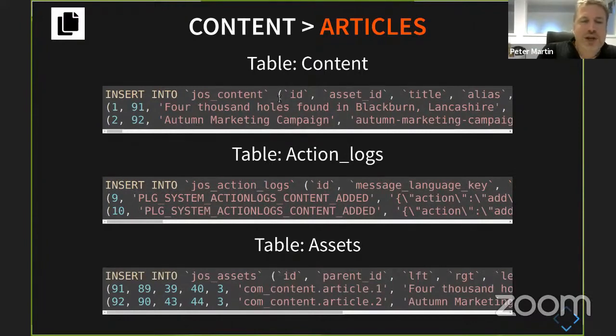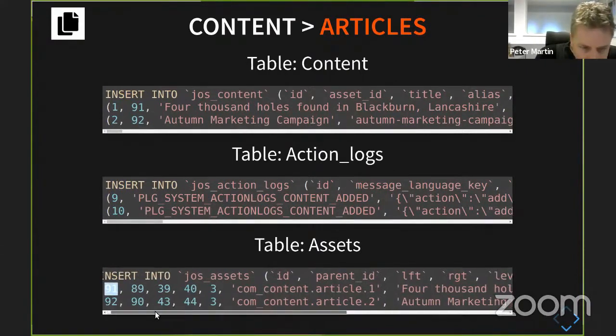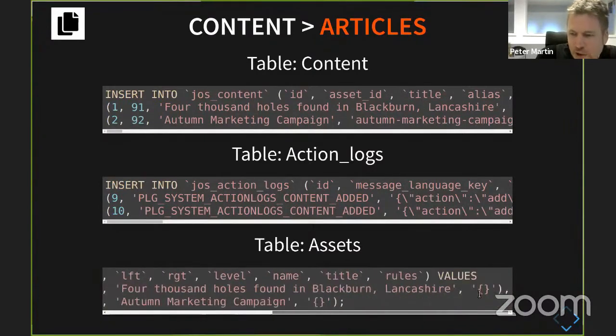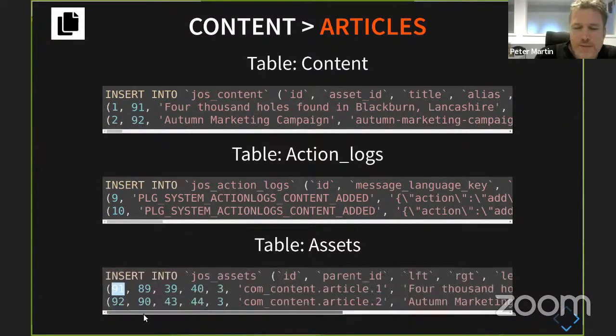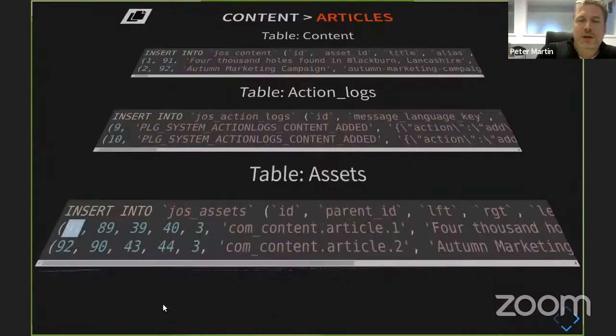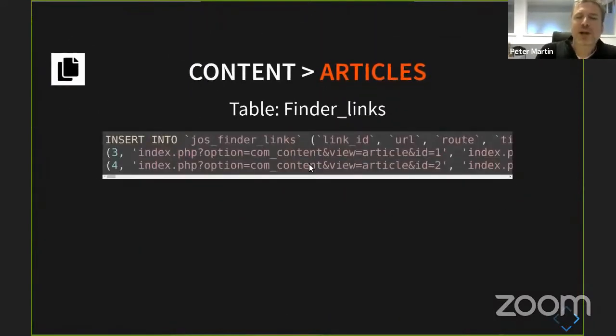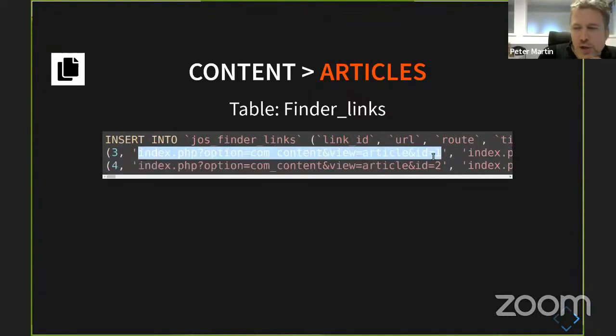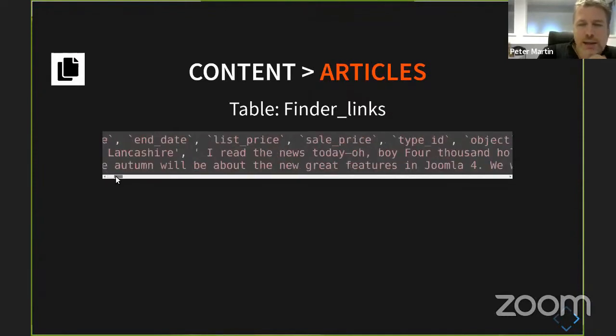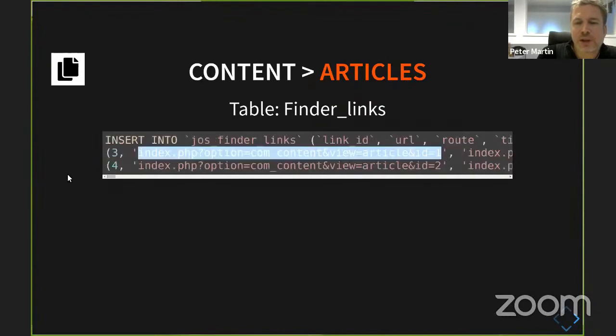So action log again, it always happens when you change things. And we have the assets. I just told you that we would have assets 91, 92. So here we have 91, 92. And here we can define stuff, but we don't do anything with it yet. Then we have the finder links. We already had 1 and 2 as IDs. So now we have 2 new links because we have 2 new articles. And these are the URLs to the articles. And yeah, a lot of information is there.